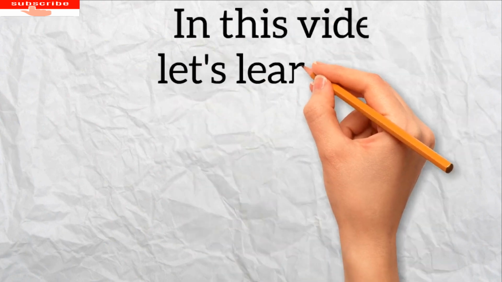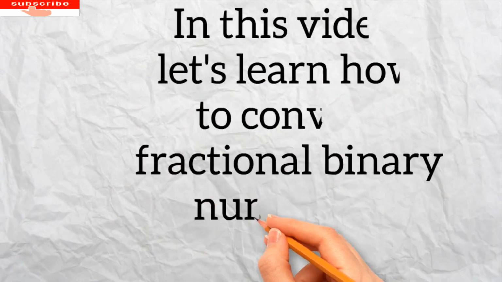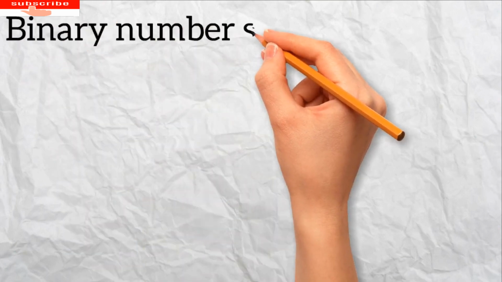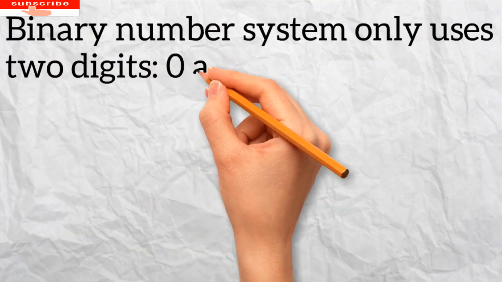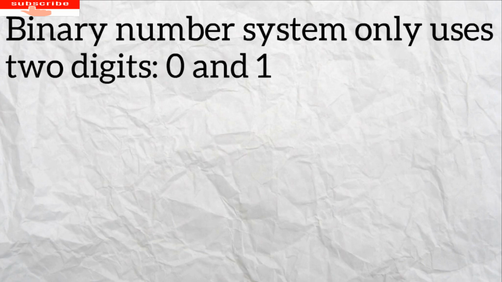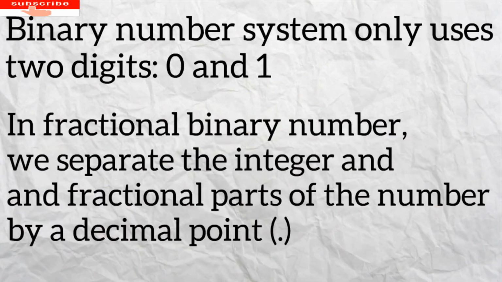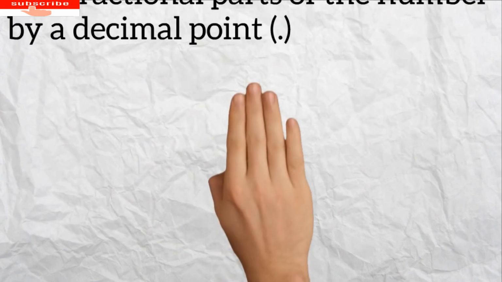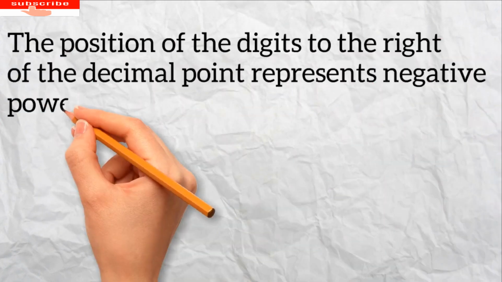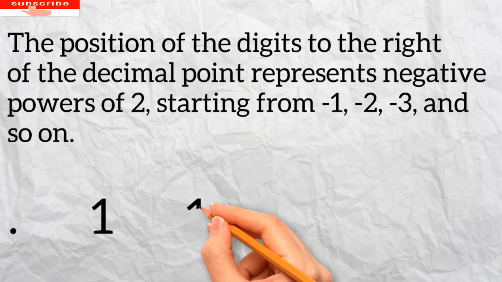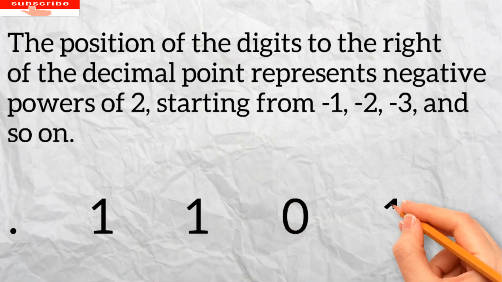In today's video, we will be discussing how to convert fractional binary numbers to decimal numbers. As a quick reminder, binary numbers use only two digits, 0 and 1. In fractional binary numbers, we use a decimal point to separate the integer and fractional part of the number. The position of the digits to the right of the decimal point represents negative powers of 2, starting from -1, -2, -3 and so on.